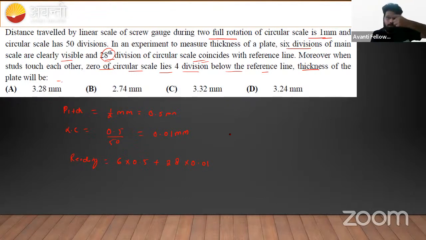What is the meaning of below the reference line? There is a positive error. If there is a positive error, then we have to subtract here 4 into 0.01. If we solve this with the data, we will get the right answer: 3.24 mm is the correct answer. That is, option D is correct.